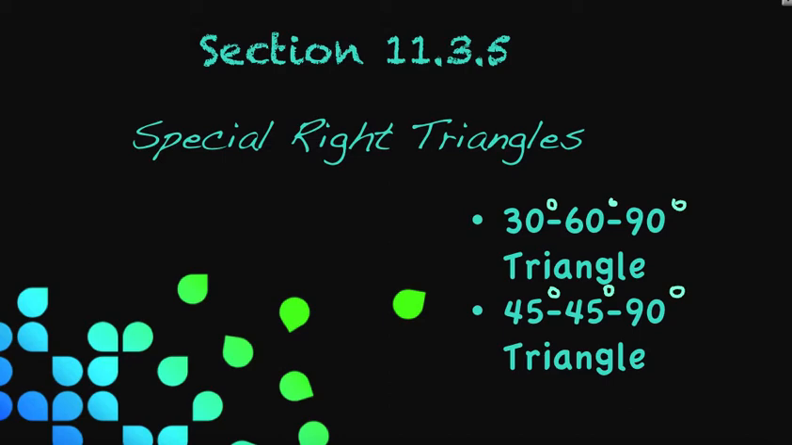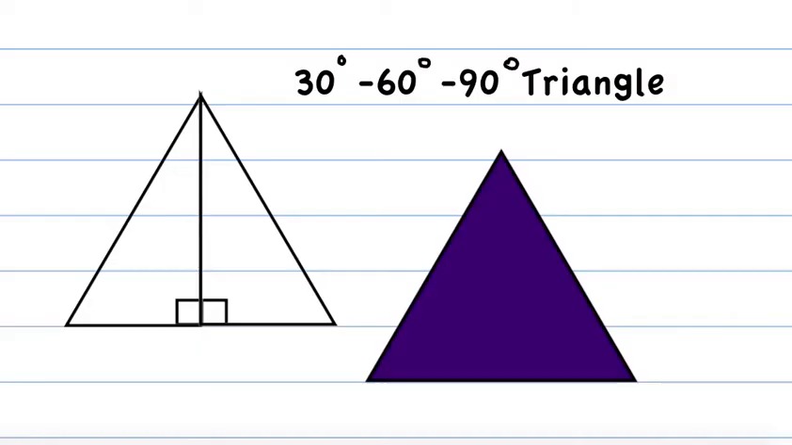Algebra class. This is just a video going over section 11.3, which was on special right triangles, and I'm just going to do a few examples covering the two different types of special triangles we learned about, the 30-60-90 right triangle and the 45-45-90 right triangle. So this is just a review on the 30-60-90 triangle, which is where I would like to start.